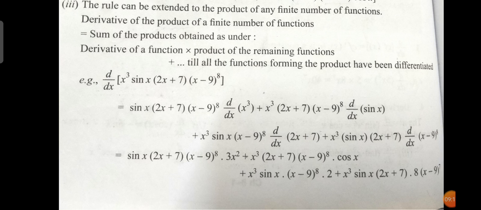Here four functions have been given: x cube, sin x, 2x + 7, and (x − 9) the whole raised to 8. So first, the first three functions are written into the derivative of the fourth, or we can write it any way. Here, the last three functions and the derivative of the first, plus the first function and the last two functions into the derivative of the second, plus the first two functions and the last function into the derivative of the third, plus the first three functions and the derivative of the fourth one. That is the way it is used here.